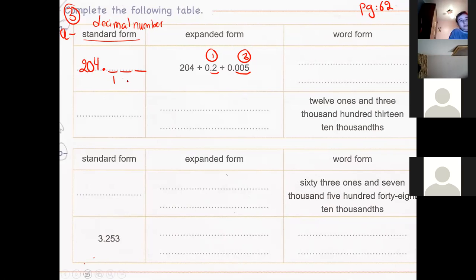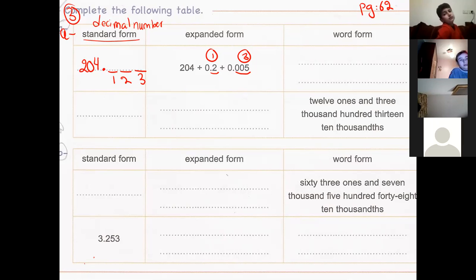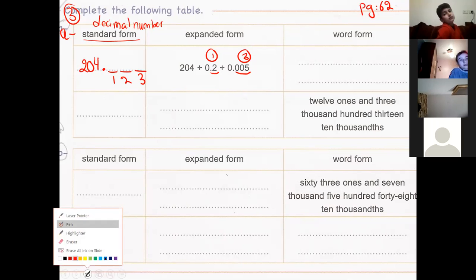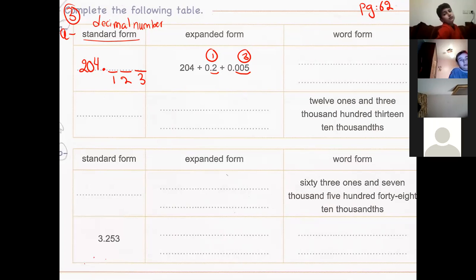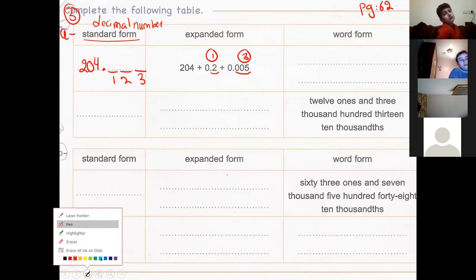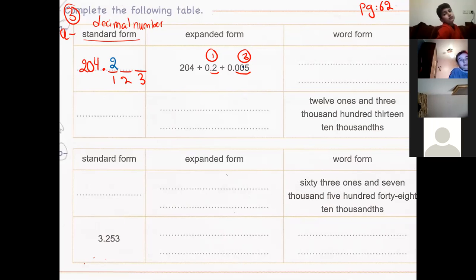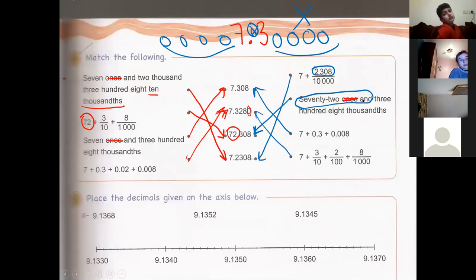1, 2, 3. Yeah. 2, we place it under which digit? Under which dash? Under 1. Okay, 2 under 1. And the 5, under which digit? 3. And the empty space? 0. Bravo, Rania. Thank you.